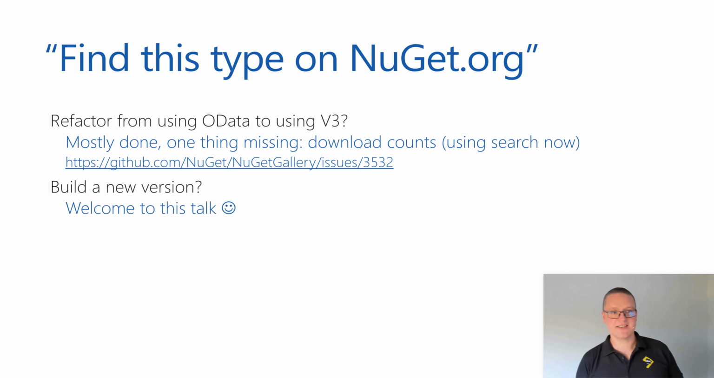Back to slides. Find this type on NuGet.org in ReSharper and Rider. Currently is using that OData API. So ideally, we should be moving it to using the v3 API. That's mostly done. In fact, I think it's already running on that v3 API, or it's going to happen very soon. The only thing is that it's still missing download counts in the API in NuGet.org.